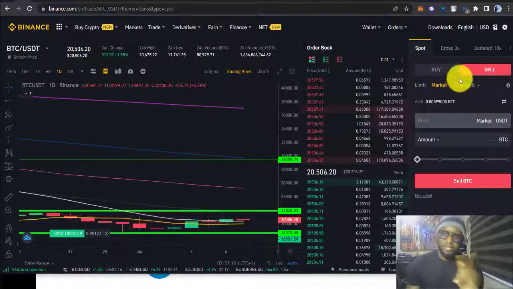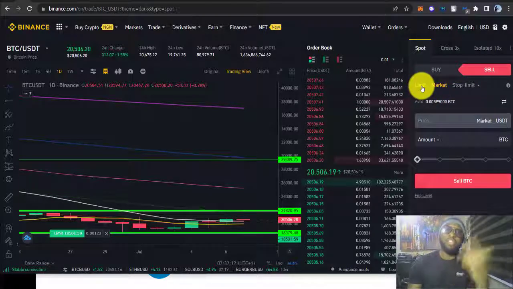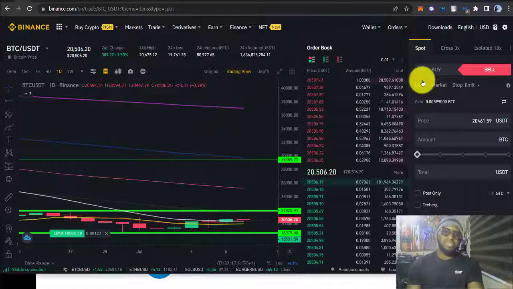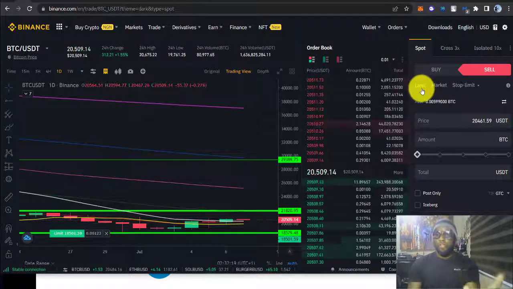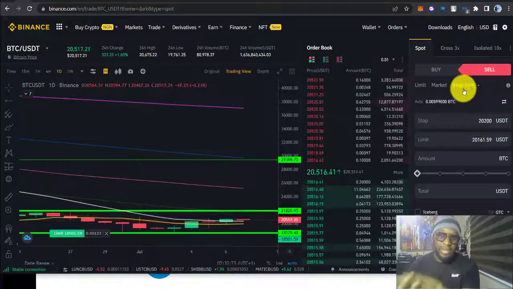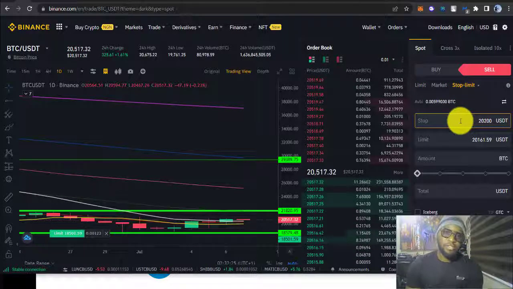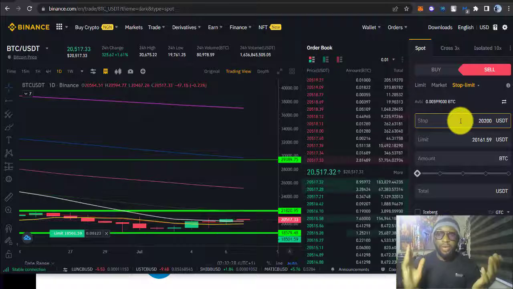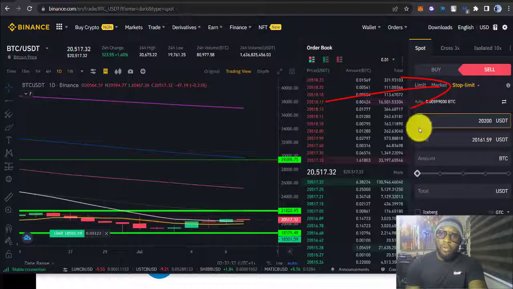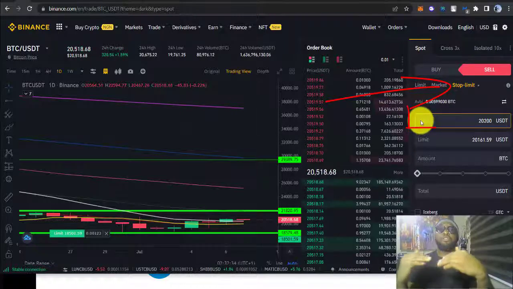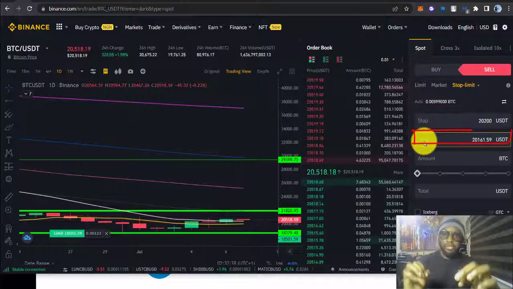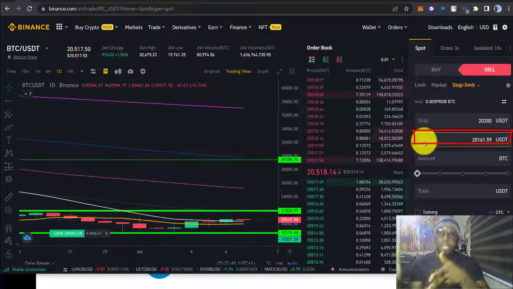Limit is basically used to take your profits. So this limit is best used for taking your profits, not stop loss. If you want to use stop loss, you come to stop limit. What does stop limit do? That is where you actually place your stop loss. How do you place a stop loss? Now, this stop means the trigger price. The limit means the execution. Trigger, execution.